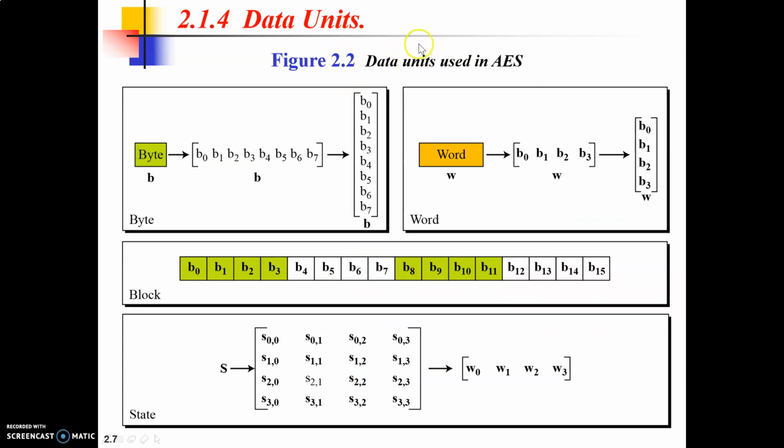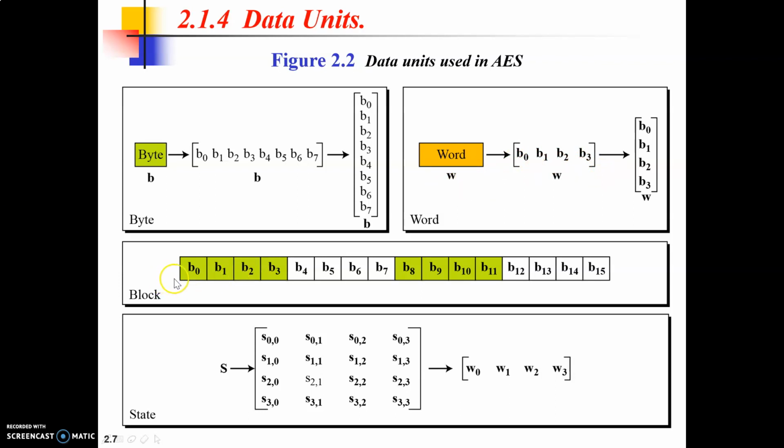Before understanding the transformations that take place in AES, we will look at the data units which are going to be used in AES. So in AES, we always talk about bytes. What is the meaning of byte? Byte is a collection of 8 bits. So it is a string of 8 bits B0 to B7. Then we have word. When we collect 4 bytes together, B0, B1, B2, B3, what we get is a word.